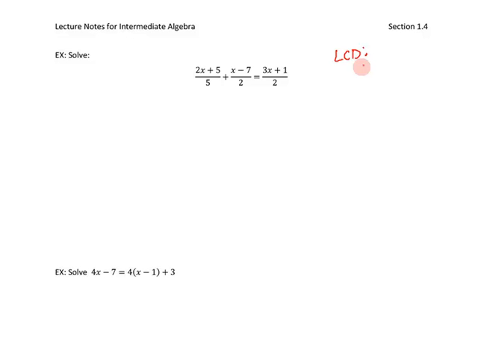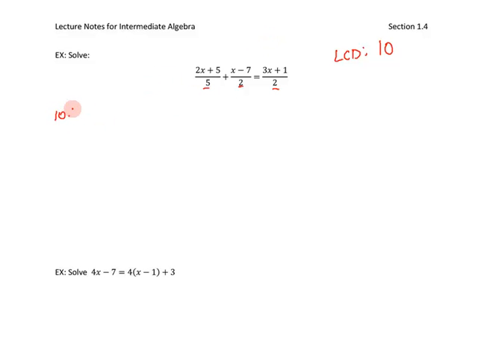In this case, the LCD will be the LCD of 5, 2, and 2. You look at all the denominators in the equation and find the smallest number that they all divide into, the smallest multiple of any of these numbers that every other number also has as a multiple. So 10 is the smallest number in this case that they all go into. So what I'm going to do is multiply everything here by 10.